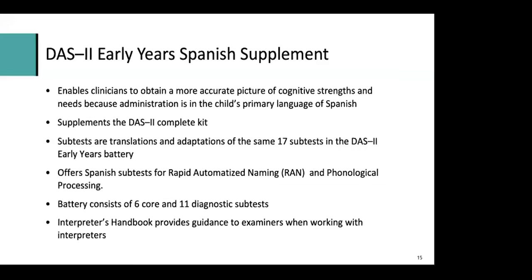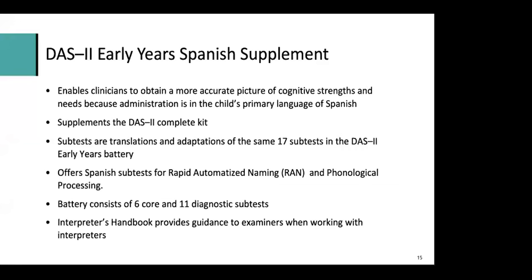Now, during the translation and adaptation of the DAS-2 Early Years Spanish Supplement, professionals representing each of the following countries were involved to ensure that any cultural or language issues that might affect the assessment of a child from that specific culture were addressed. Argentina, Chile, Colombia, Costa Rica, Cuba, El Salvador, Mexico, Nicaragua, Panama, Peru, Puerto Rico, Spain, and Venezuela.